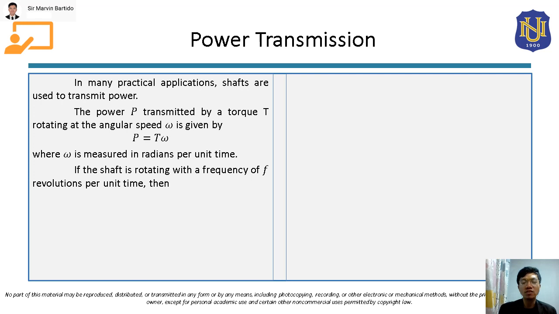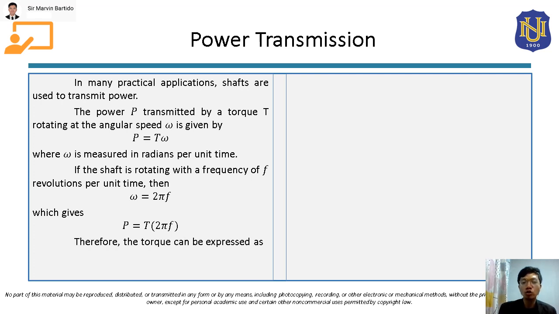Now, if the shaft is rotating with a frequency of F revolutions per unit time, then we can rewrite omega as 2 pi F. If we substitute this omega into the formula, power now becomes T times 2 pi F. If we solve for the torque, the formula for torque will be equal to P over 2 pi F.